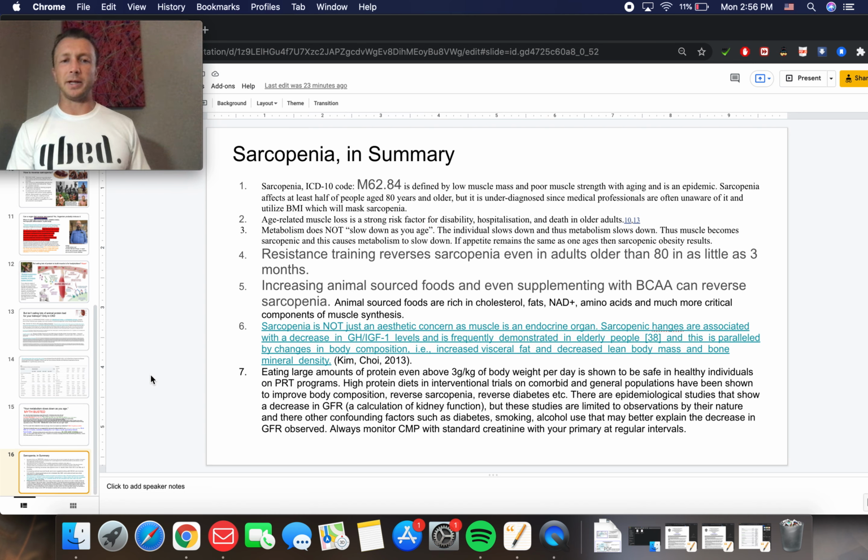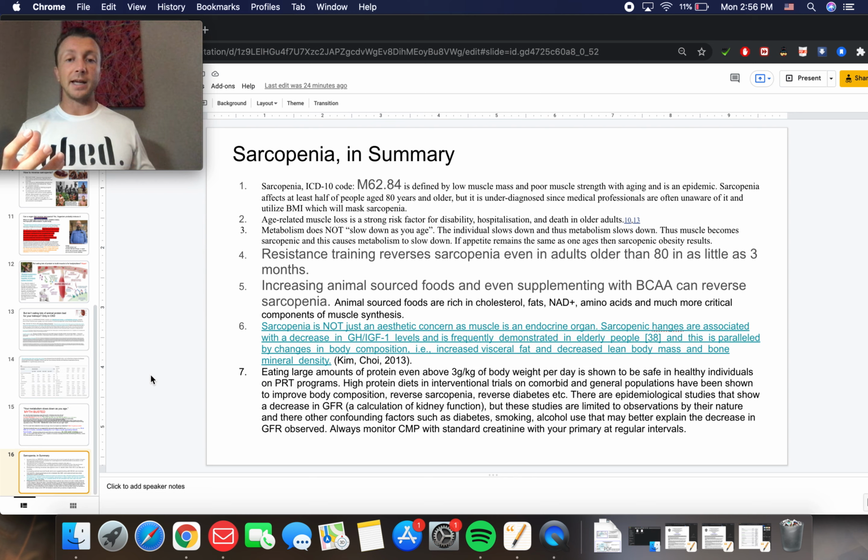So, sarcopenia in summary: we have an ICD-10 code, we need to start using it, identifying just how prevalent this is in the population, because I suspect it is massively underdiagnosed and we have an epidemic of sarcopenia throughout the planet, especially in the US. Age-related muscle loss is a strong risk factor for disability, hospitalization, and death in older adults. Metabolism does not slow down as you age. The individual slows down, and thus metabolism slows down.